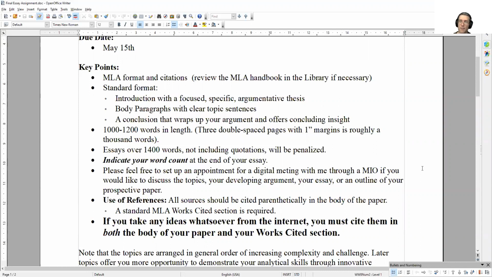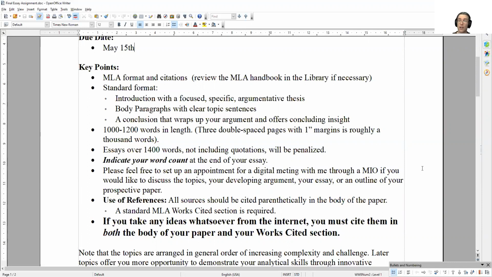Use of references. This may be the most important thing that I say in this entire video. Make sure that if you even look at something on the internet, if you get an idea that sparks your imagination, you have to cite that source. It doesn't matter if you haven't taken any of the language that's used in that source. If you've taken an idea, you need to cite it.